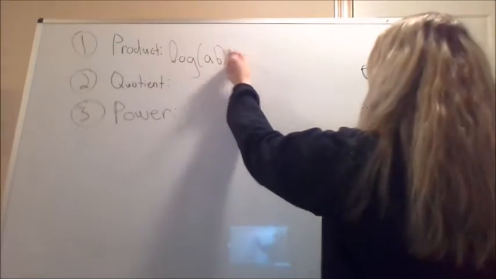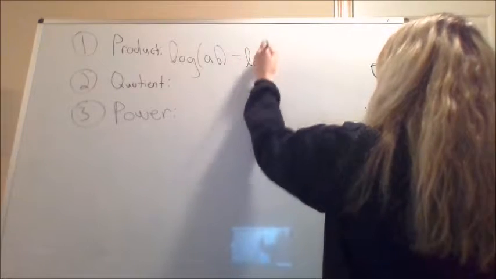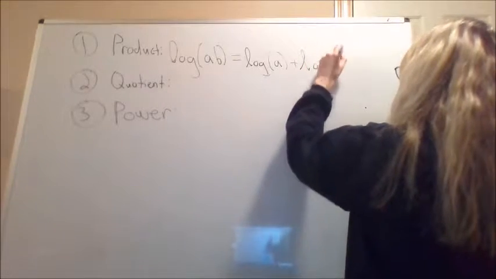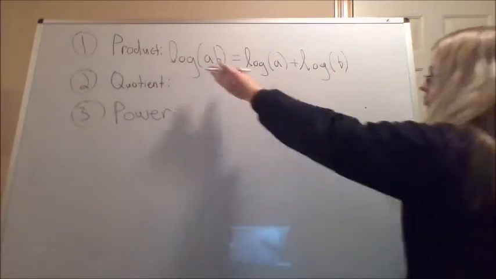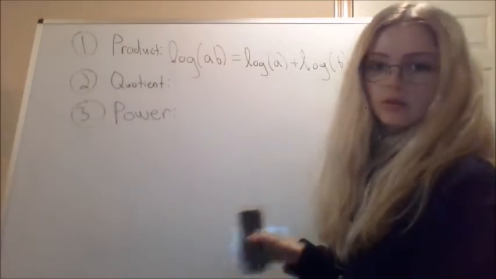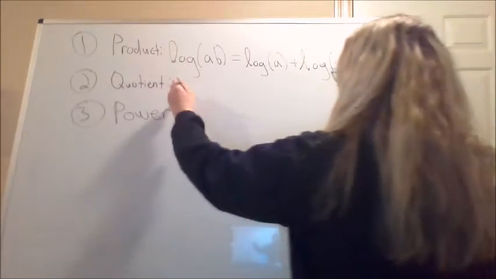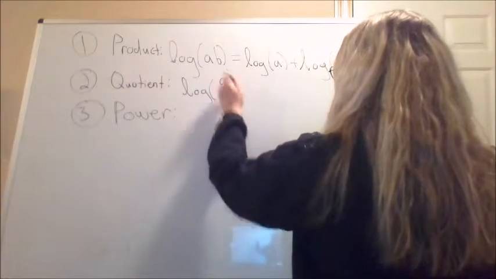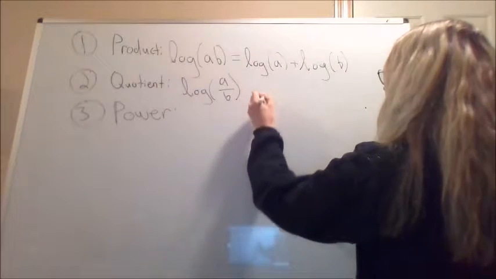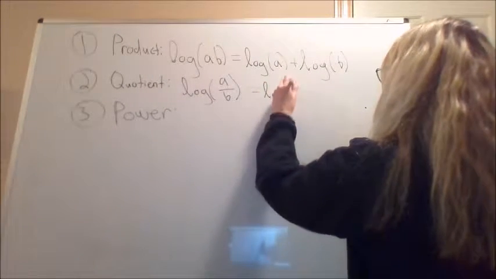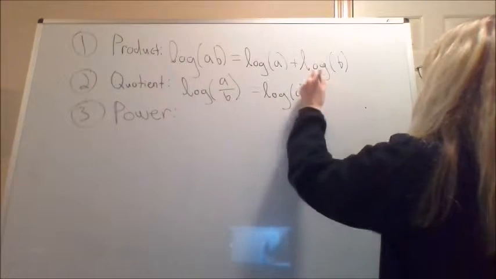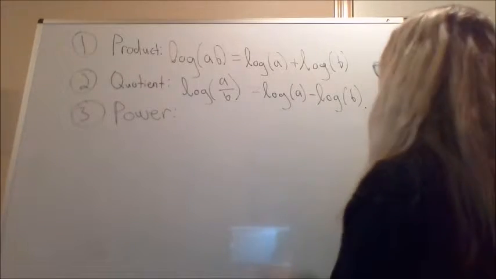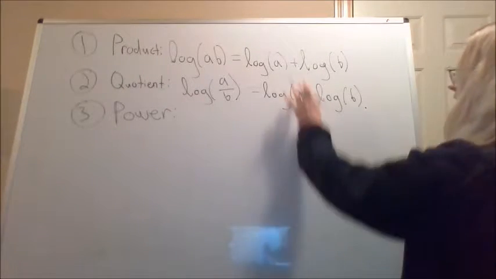we actually also have log of a plus the log of b. So that's the product property. And similarly, with the quotient property, if we have log of a divided by b, we also have the log of a minus the log of b. So very similar, except we have a minus sign here instead of a plus sign.